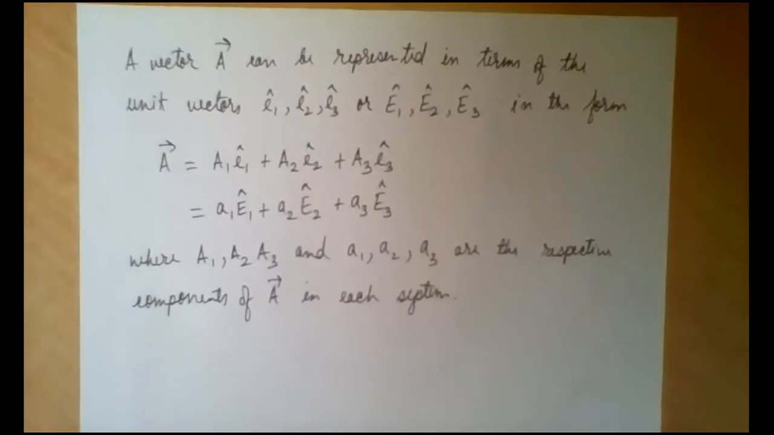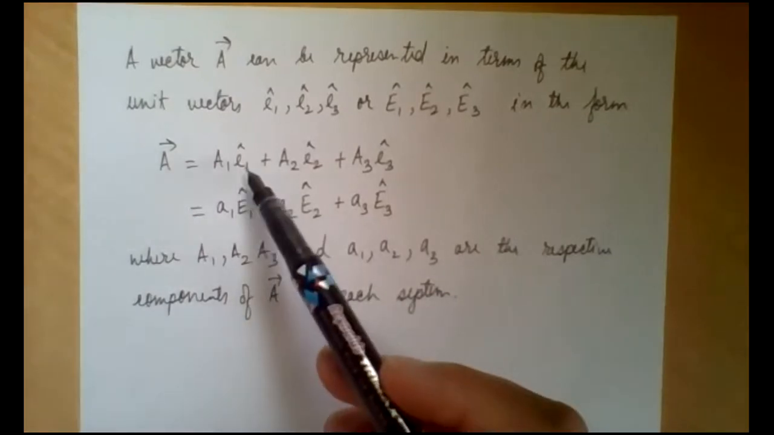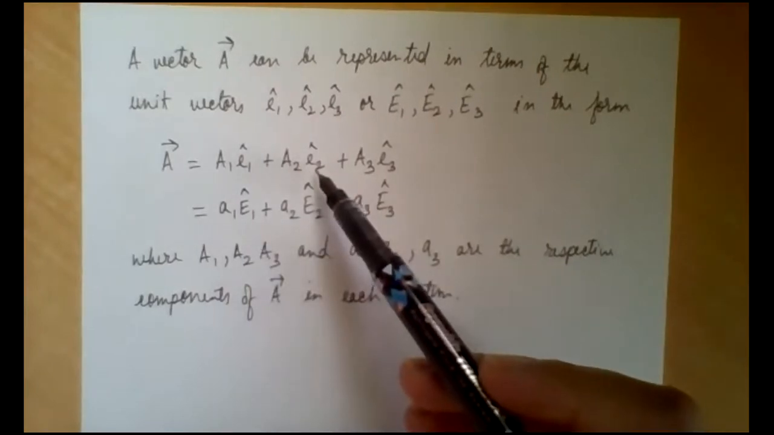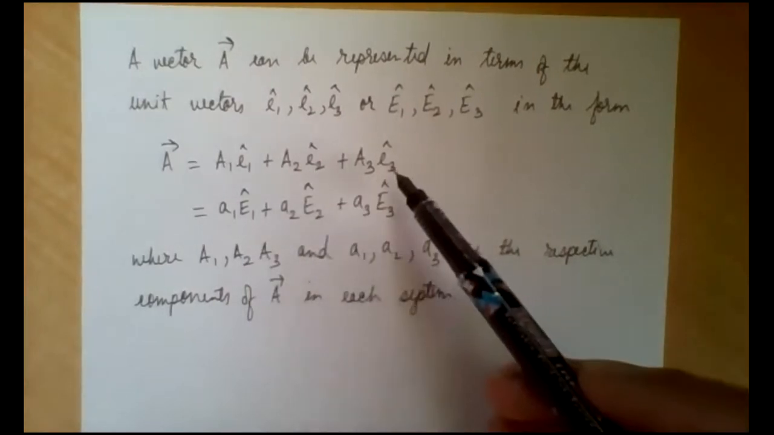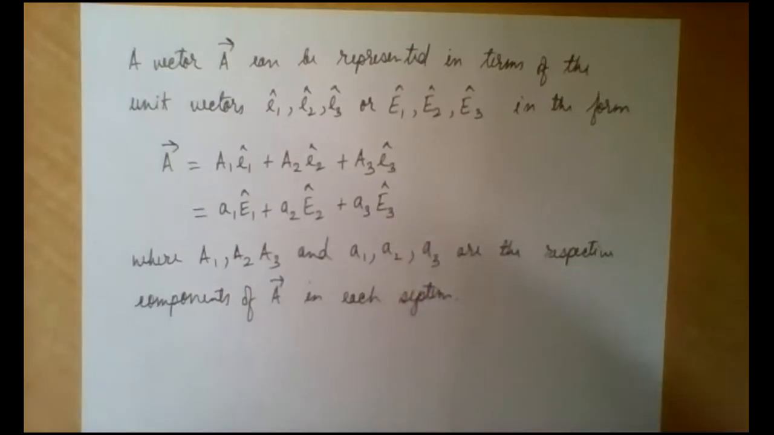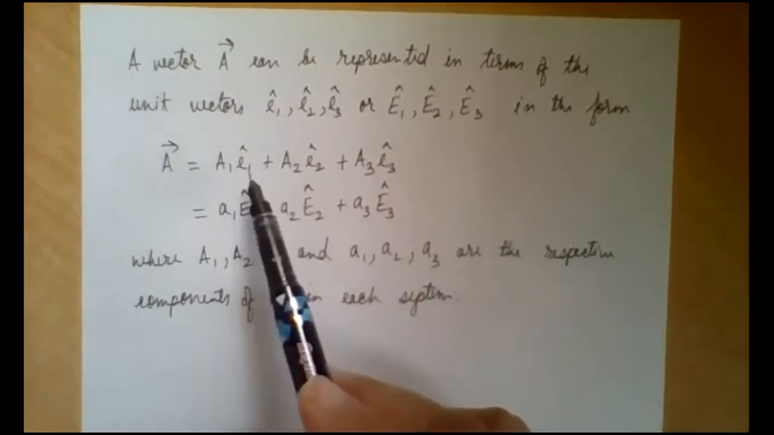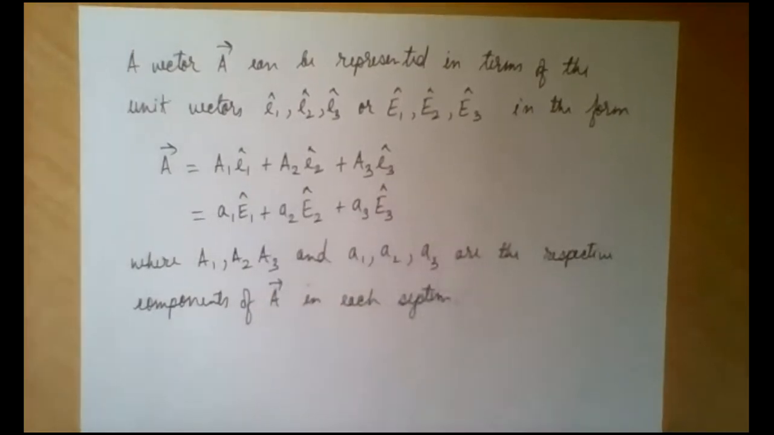What we are going to study is only orthogonal curvilinear coordinates. I repeat, we are going to study only orthogonal curvilinear coordinates. So in such cases, small e1 and capital E1 would be the same, similarly small e2 and capital E2, and small e3 and capital E3, when we consider only orthogonal coordinate systems. Since we are going to study only orthogonal coordinate systems, I will simply use small e1, small e2, and small e3.